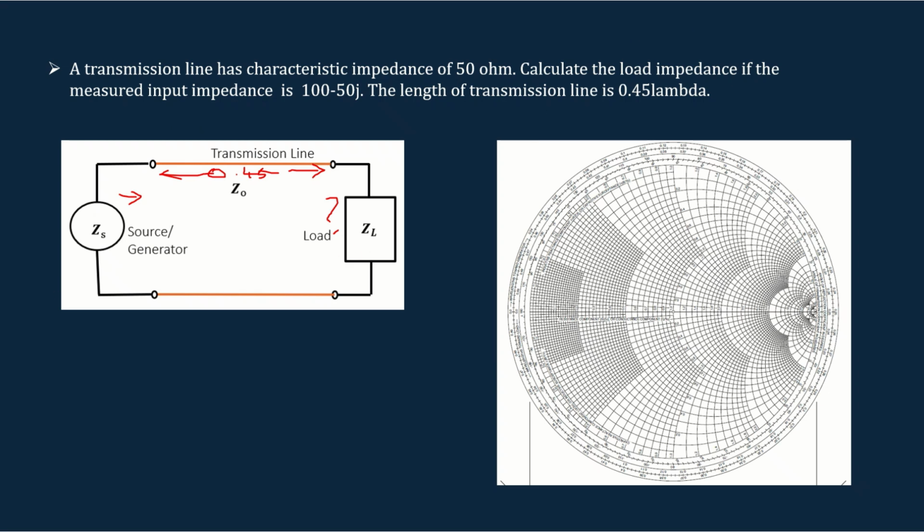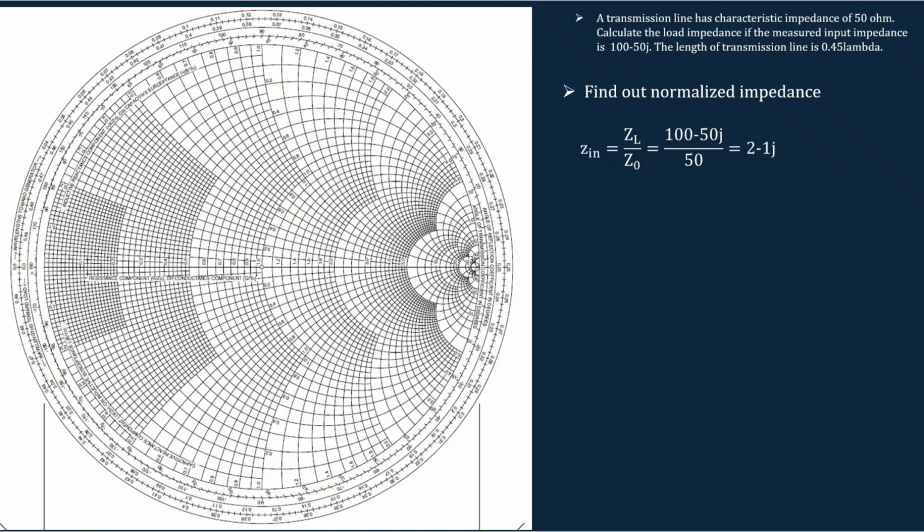So if we want to analyze a problem like this in the Smith chart, our first step is to find the normalized impedance. Normalization means dividing the impedance by the characteristic impedance. Sorry, whatever input impedance is given, not load impedance, input impedance. So here the input impedance is 100 minus 50j divided by the characteristic impedance, which is given as 50 ohm. If we do that, we will get the normalized input impedance.